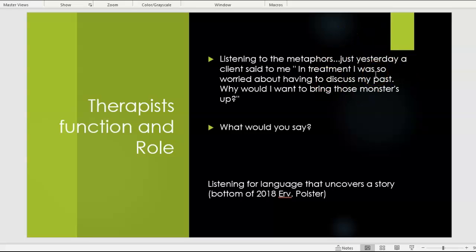Just yesterday, a client said to me, and this is me in treatment, I was so worried about having to discuss my past. Why would I want to bring those monsters up? I guess that's me. We'll see. I guess that means, I mean, I did do these slides. You can tell they're different than the books. You can tell the ones that I do myself, the ones that come from the book that could be used in any foundations book. So you guys have the canned slides with me on that one, pretty much.